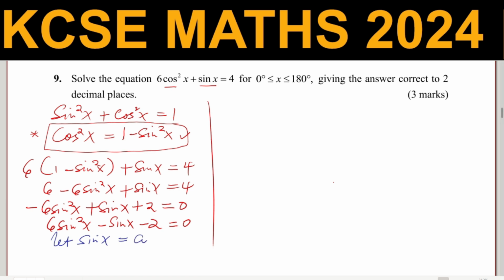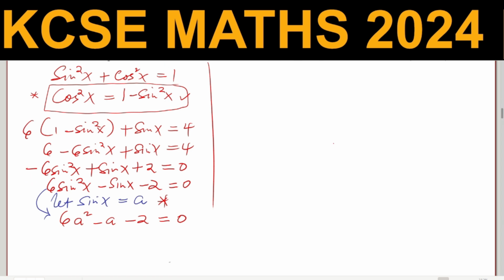And when you substitute sine x equals a in that equation, you shall have 6a squared subtract a, that is sine x equals a, then subtract 2 equals 0. I'm simply substituting sine x with a. So that is a quadratic equation. You can solve this one using any suitable method.